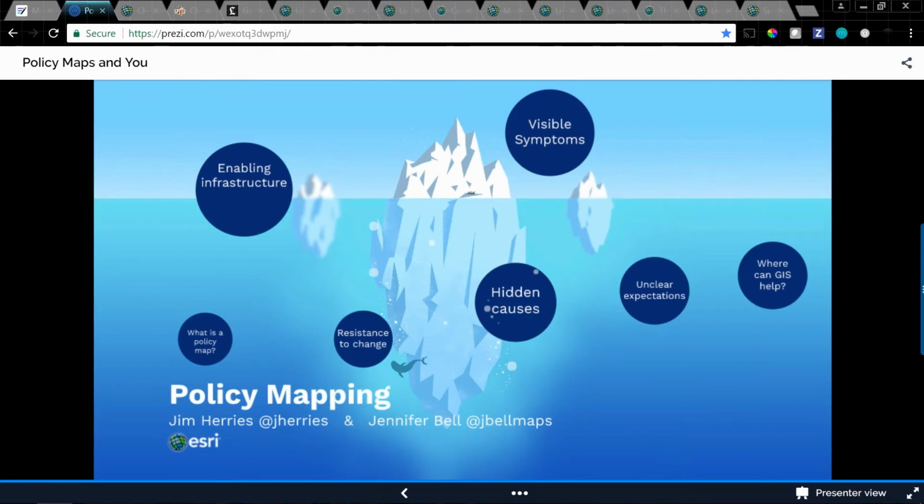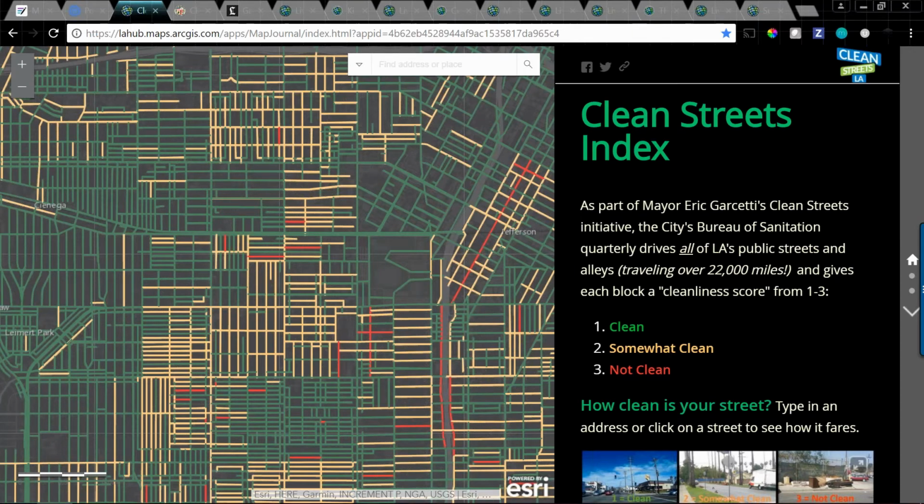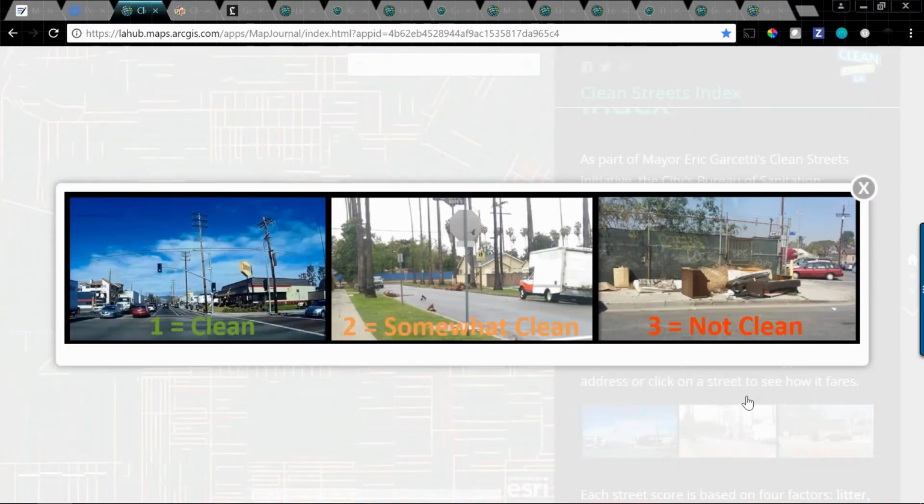So we started the webinar with a discussion on what a policy map is, what the resistance to change is, and how GIS can help. And so for the next half hour or so, Jim and I are going to dive deep into real-world examples of story maps that highlight what policy mapping is. I'm going to start with this map journal on the Clean Streets Index in Los Angeles that Jim introduced earlier, showing clean, somewhat clean, and not clean streets. And these are three images of what each of these categories may look like in the city.